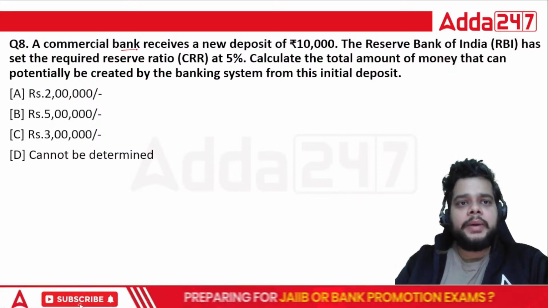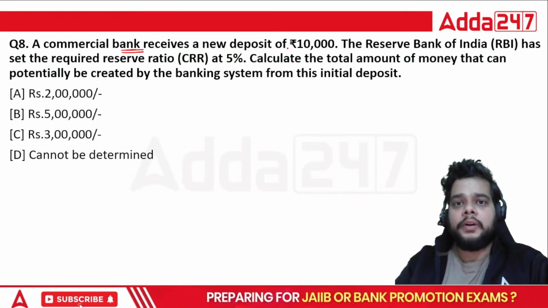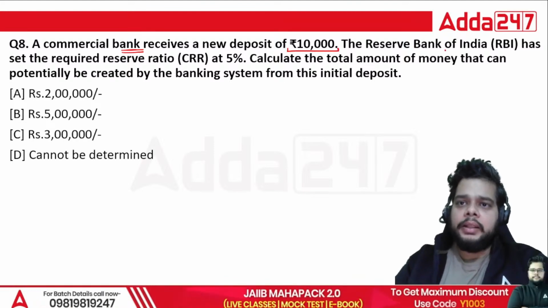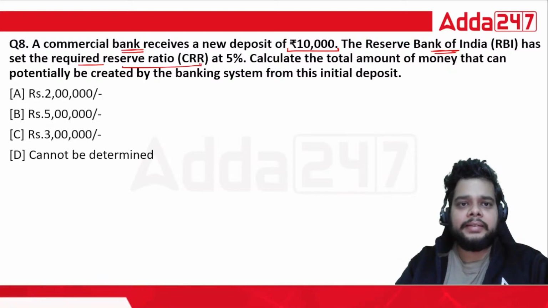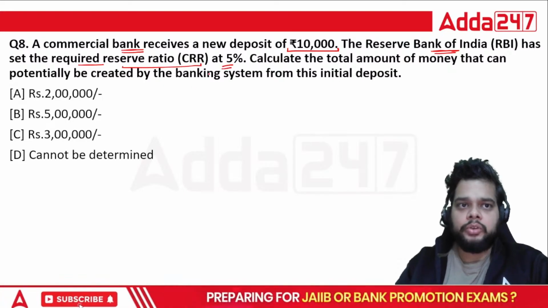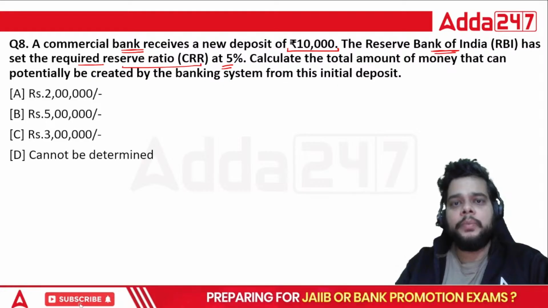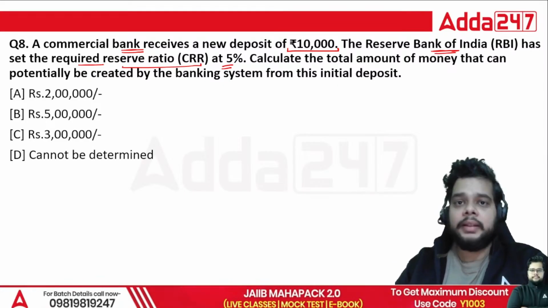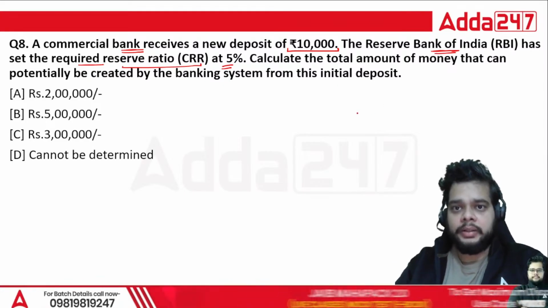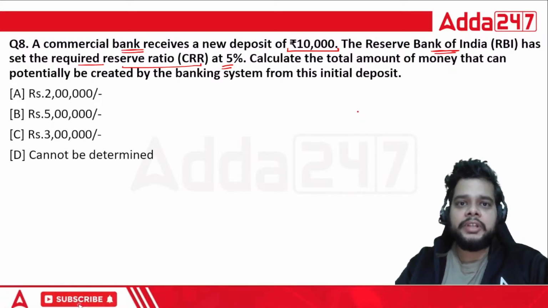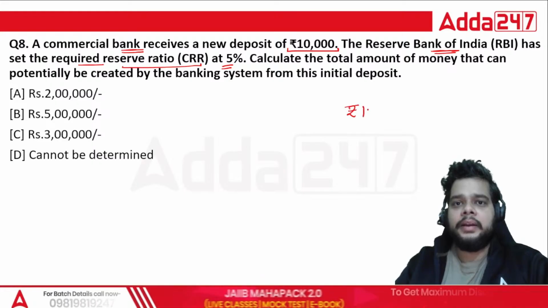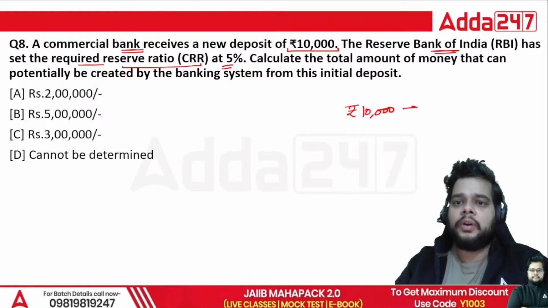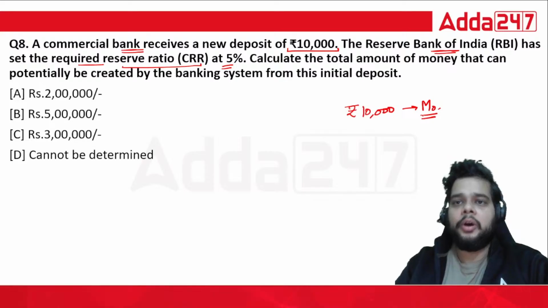Next question: a commercial bank receives a new deposit of rupees 10,000. The RBI has set the required reserve ratio, that is CRR, at 5%. So the commercial bank receiving a new deposit of 10,000 means that your initial deposit, the initial money provided by the RBI, stands at rupees 10,000. This is known as what? The reserve money or M naught.